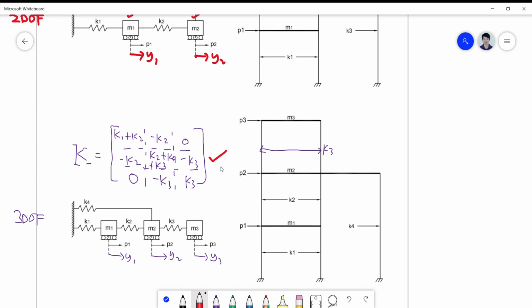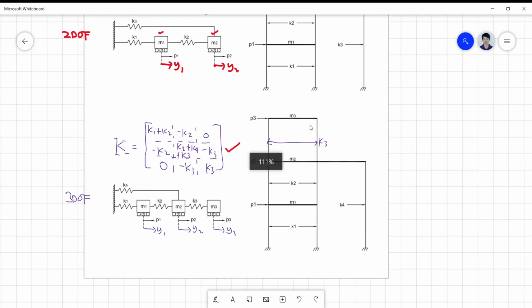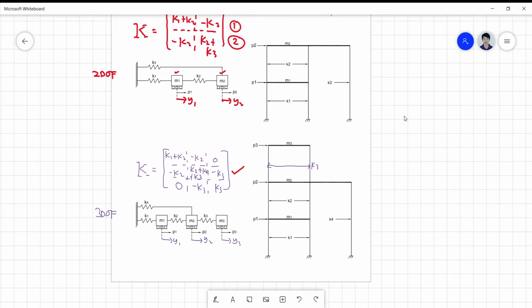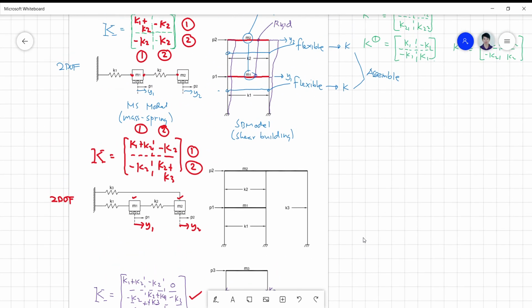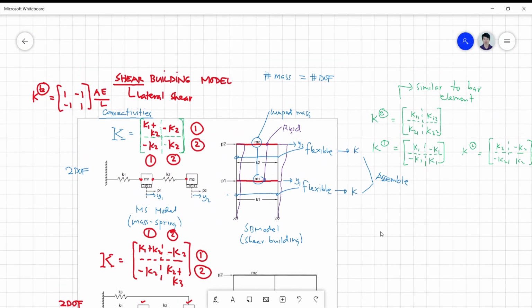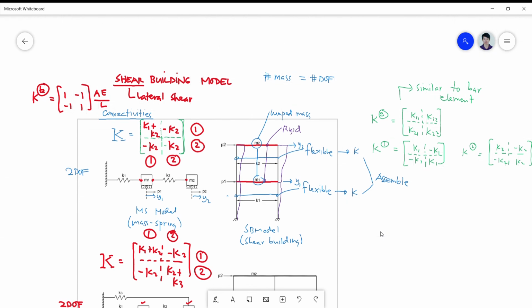Okay, so I hope I have given you some enlightenment on how to assemble the structure stiffness matrix K without doing free body diagrams, using the principle of connectivities. Thank you.